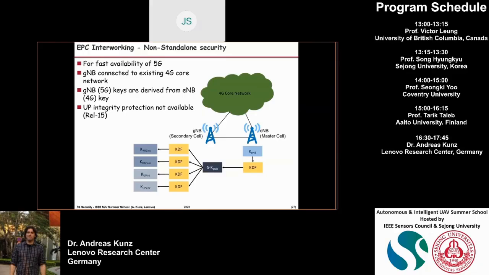For this scenario, user plane integrity protection is not available. This has the reason that the PDCP layer could be split on both nodes, and then the security policy is very difficult to handle. But this is still being studied in release 17.